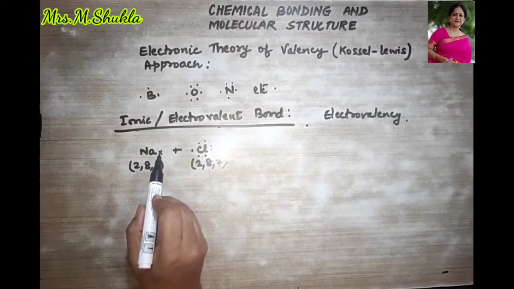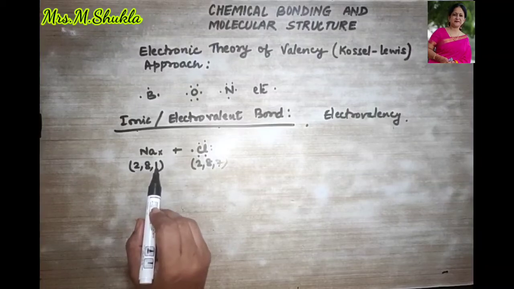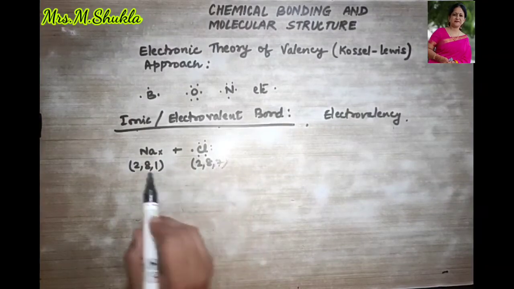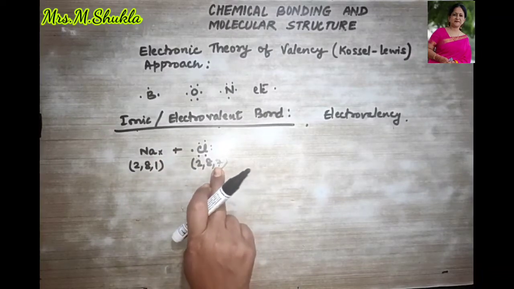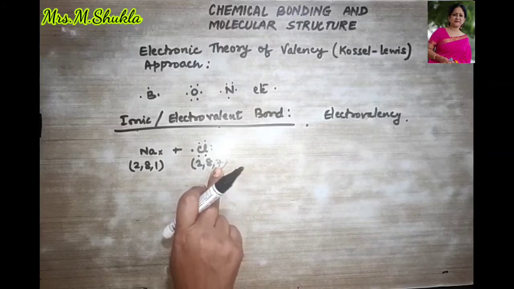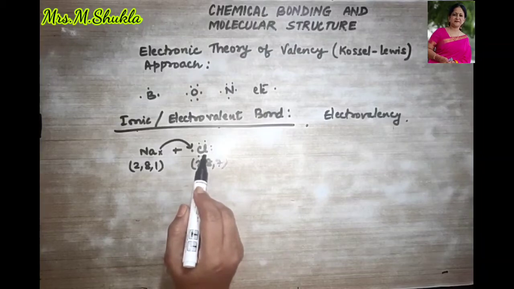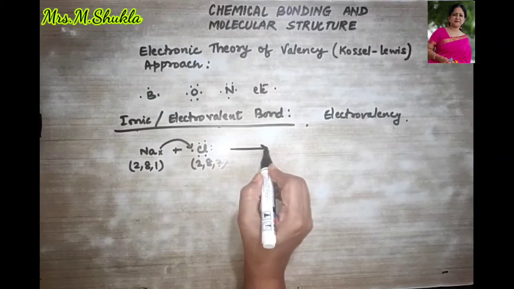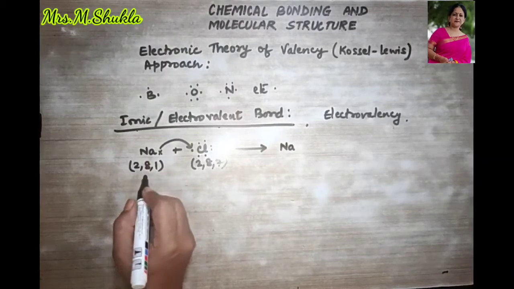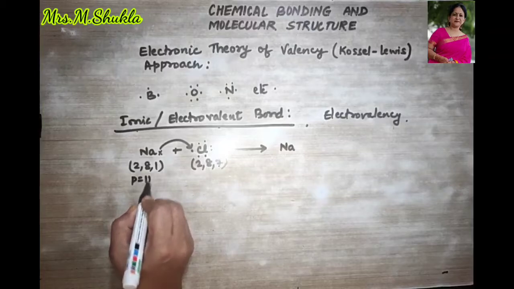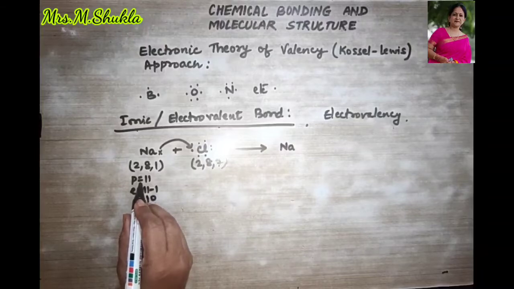Now transfer of this, if you check the electronic configuration, you will see that this is also unstable, this is also unstable. If it loses one electron, it follows the octet rule, and if it accepts one electron, it is also going to follow the octet rule. So this electron will be transferred to chlorine. Clear? And this way it is going to form an ion. When it is going to lose one electron, that is, protons are how many? 11. Electrons were how many? 11.